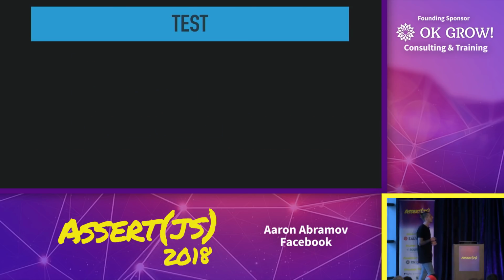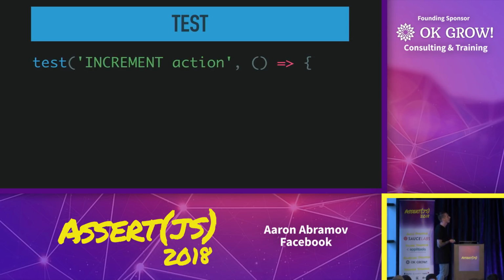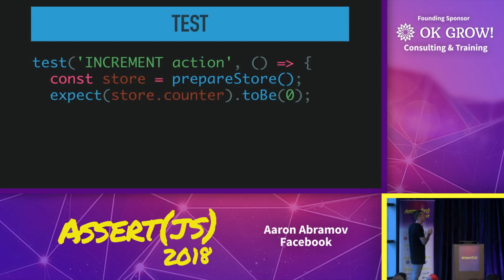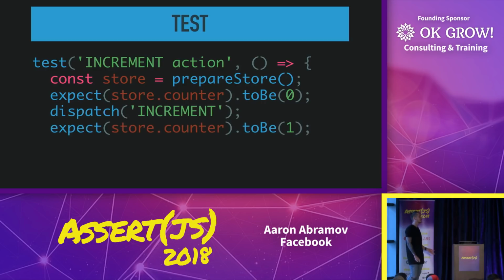So in real world, it will look something like this. You would have a test that called increment action. You set up initial state. This is some utility function that prepares your store for you and gives you an object, and you store it in the store variable. Then you do a sanity check that the counter is actually 0 and our application is ready to be tested. Then you just dispatch this action, and you expect the store to have a counter that equals 1 now. And that's pretty much it.